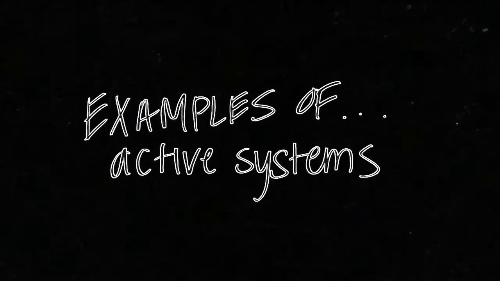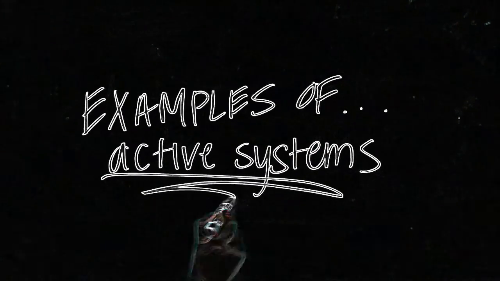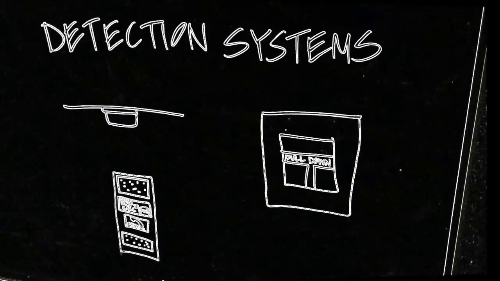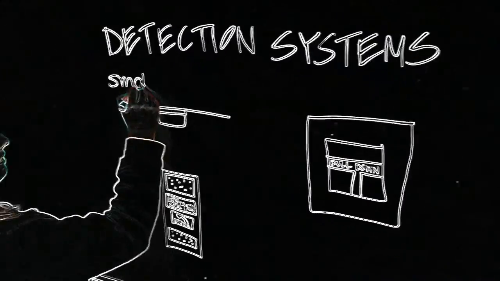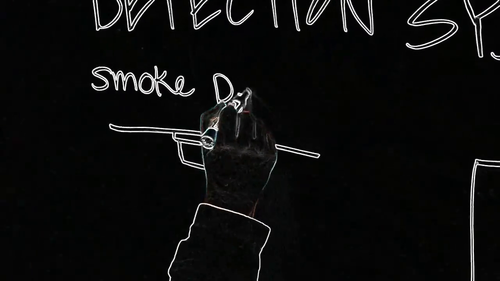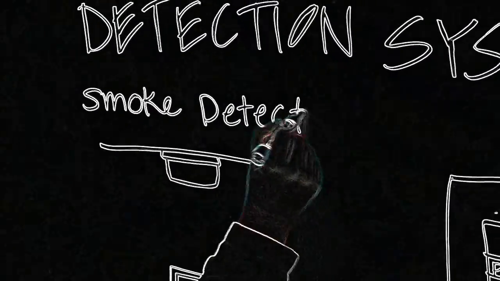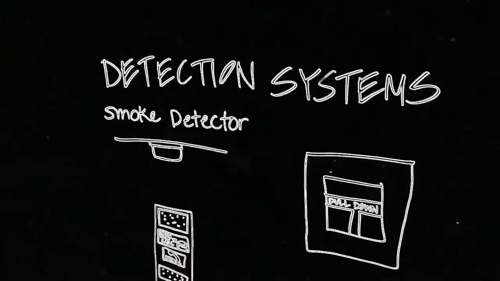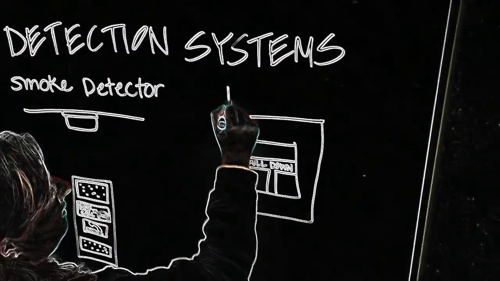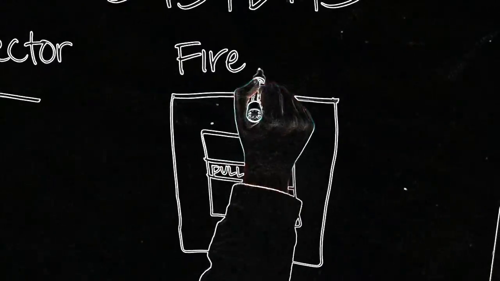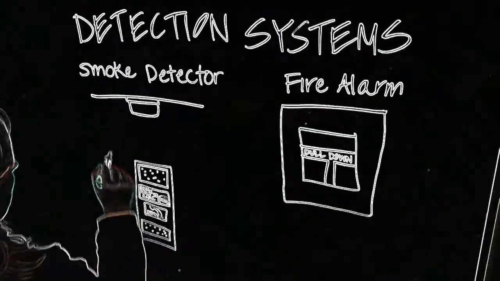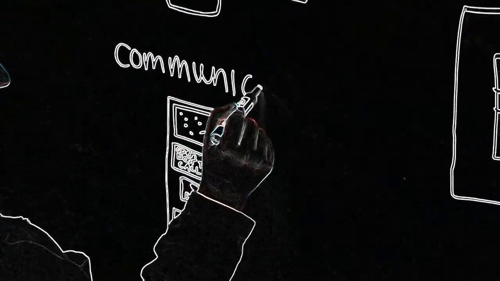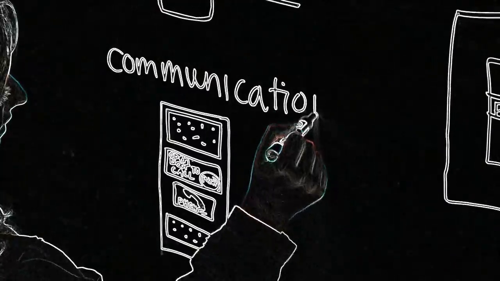Examples of active systems. Detection systems. The examples we used were smoke detectors, fire alarms, and communication systems. The best way to protect the occupants in a building from the dangers of a fire is to know that there is a fire as early as possible. This, of course, allows the time to contain the fire and remove the occupants if necessary before the danger escalates. Detection systems are meant to recognize the first signs of a fire. For this reason, they are also known as initiating devices.